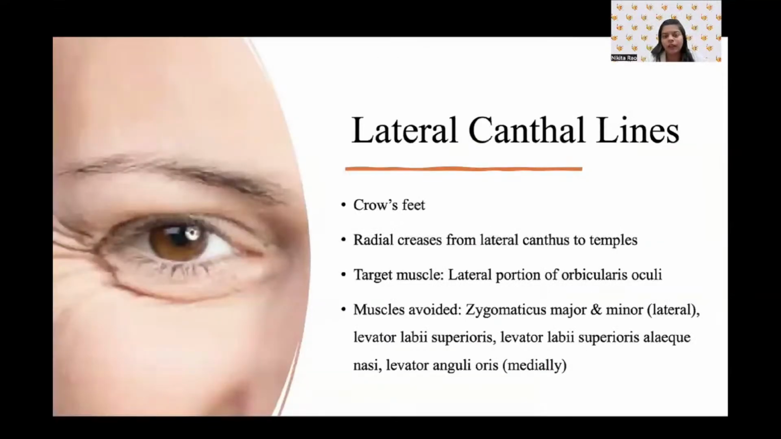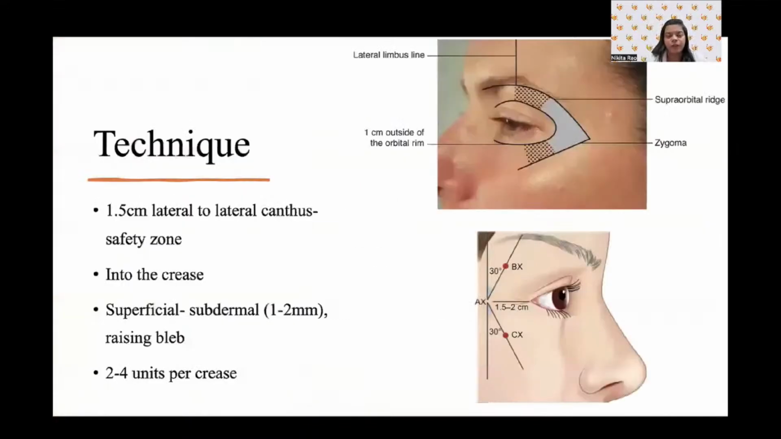Coming to lateral canthal lines, also known as crow's feet. These are radial creases from the lateral canthus to the temple, the target muscle being the lateral portion of the orbicularis oculi muscle. Muscles to be avoided are, laterally, zygomaticus major and minor, and medially, levator labii superioris alaeque nasi and levator anguli oris.